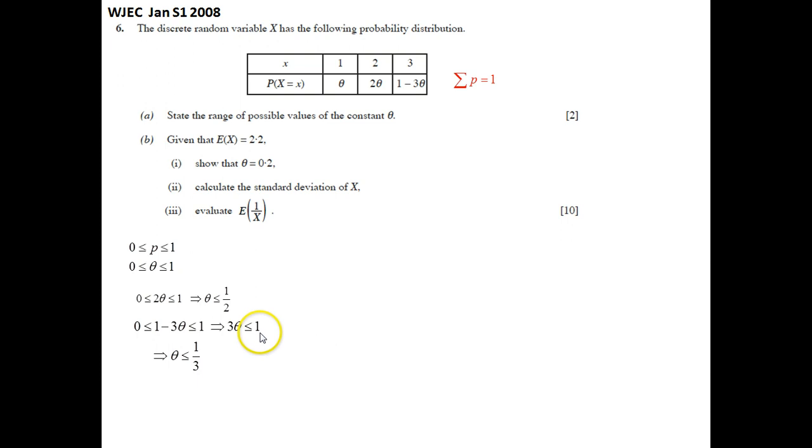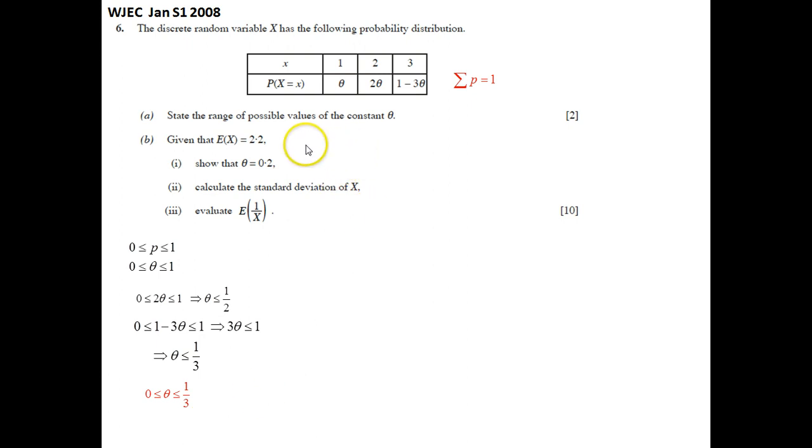So theta has to be less than a third. So that's our value for theta. So that's the range of values for the constant theta. So you need to look at each separate one and see what follows. Less than a half, but less than a third is smaller.